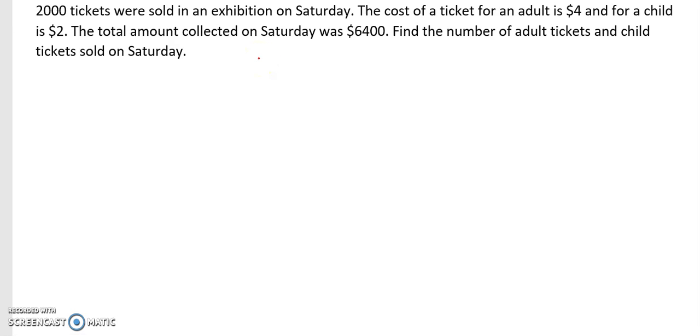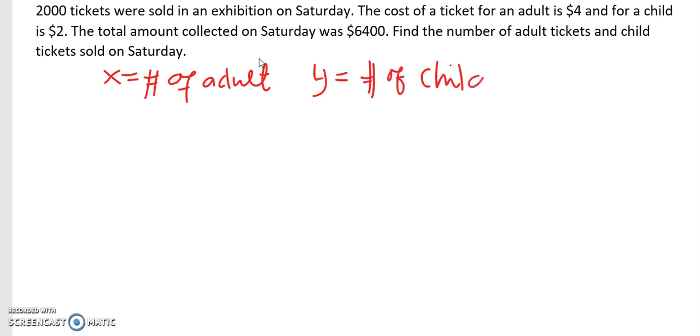So here we need to come up with equations. Not one equation, but two equations. Why is that? One equation is for the number of tickets sold, and the other one is for the cost of the tickets. Once we have those two, we can find the X and Y values. So for instance, let X be the number of adult tickets and let Y be the number of child tickets.